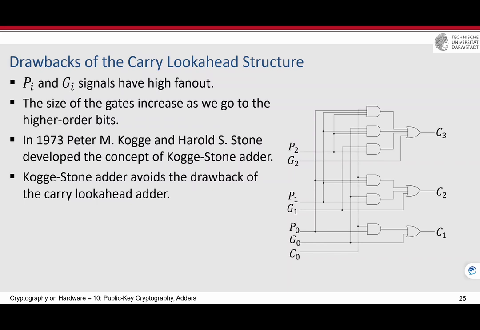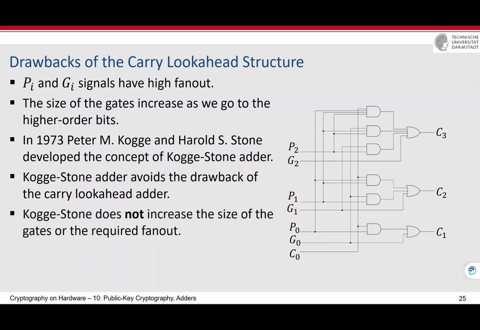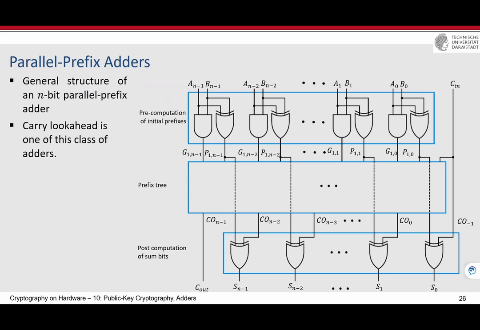Then Kogge and Stone, two researchers, many years ago, developed a concept called the Kogge-Stone adder. Some of you already learned this. It avoids the drawback of the carry look-ahead adder. How does this work? This is the general structure of an n-bit parallel prefix adder, and the carry look-ahead adder is one of them. This is a general form.